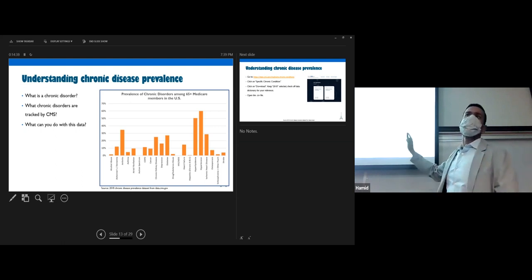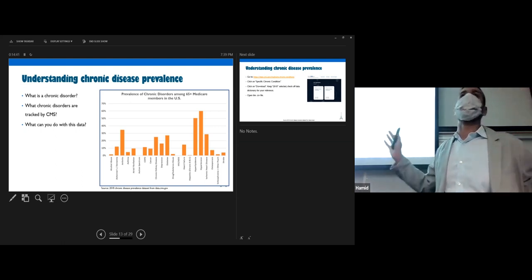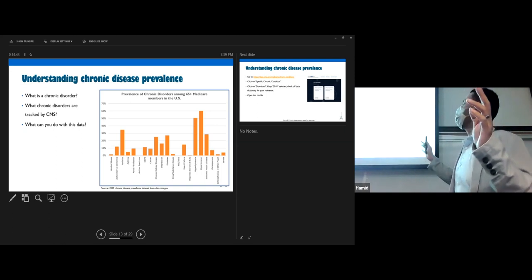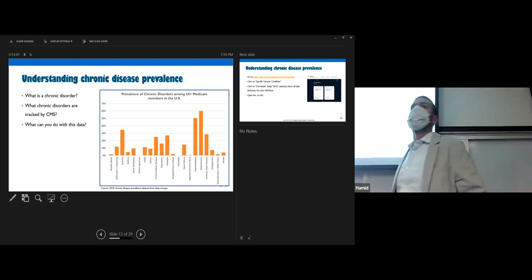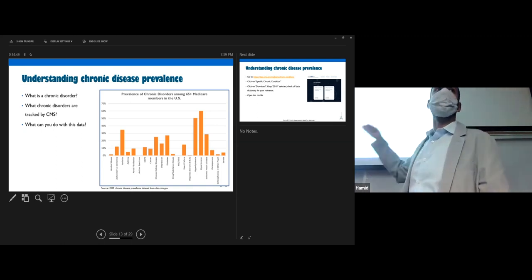So any thoughts, just a general brainstorming here? Any thoughts on what you can do with data like this? Why is any of this important?